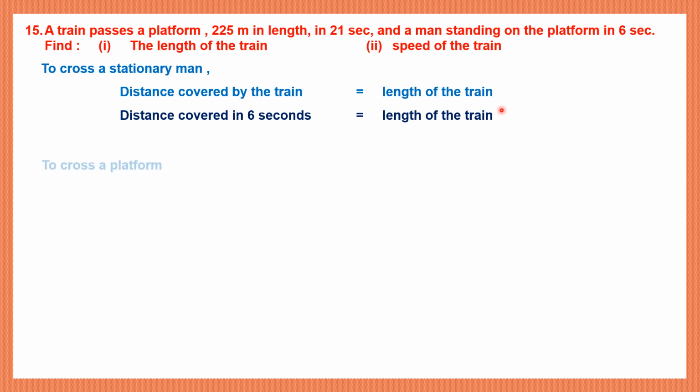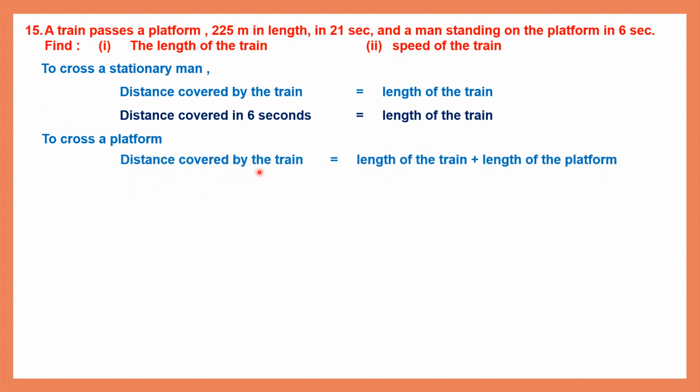Now, if the train has to cross a platform, how do we find the distance covered? So here, distance covered by the train will be length of the train plus length of the platform. So now here what are we going to say? Distance covered by the train when it passed the platform in 21 seconds. So distance covered in 21 seconds is equal to length of the train. We don't know, but we know the length of the platform and we have substituted the value 225 meters.